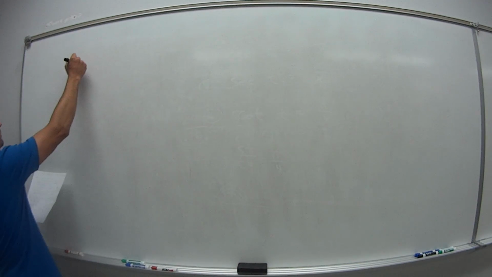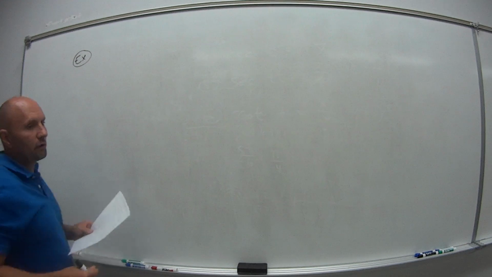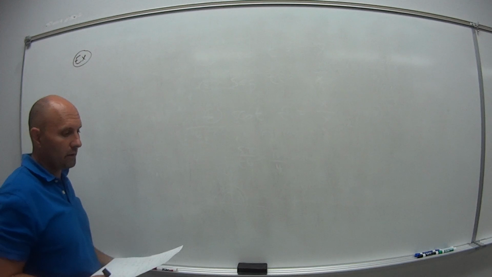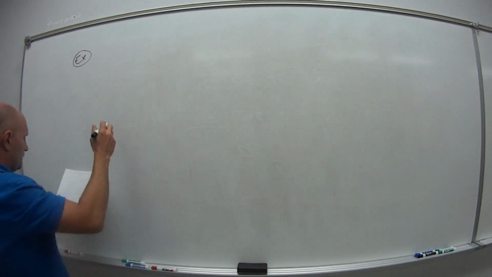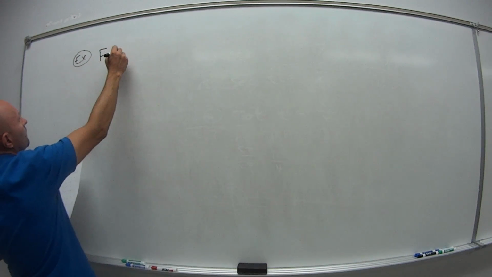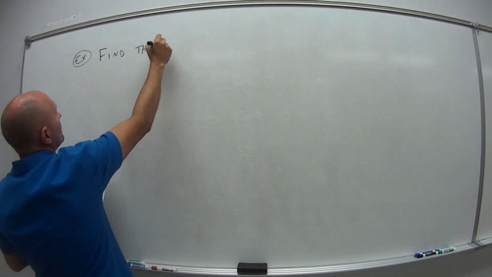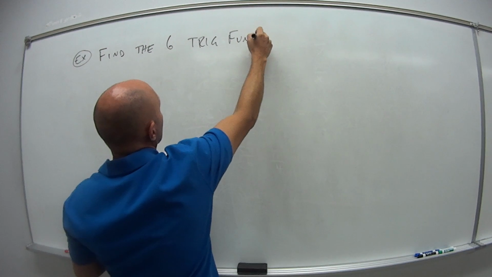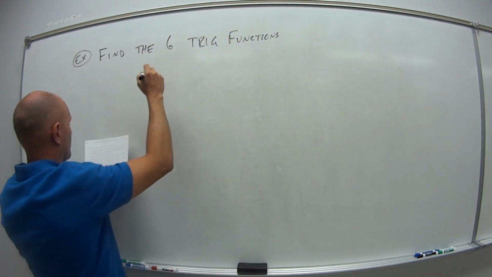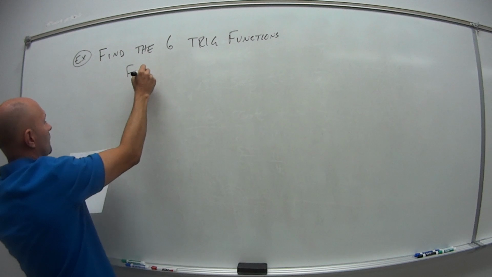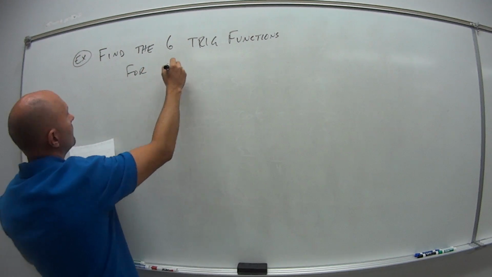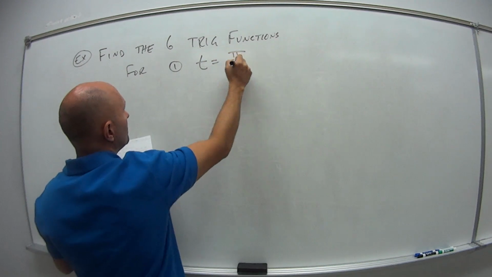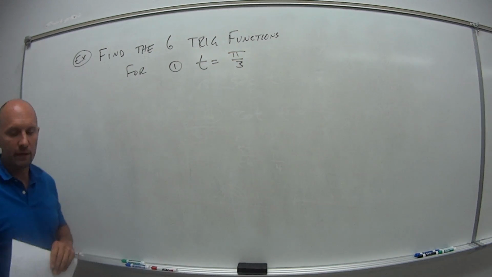All right, the example we're going to see is going to be one of the first kinds of problems you're going to have on exam 1, and it'll say the following. Find the 6 trig functions for, the first example we'll look at, t is equal to pi over 3.